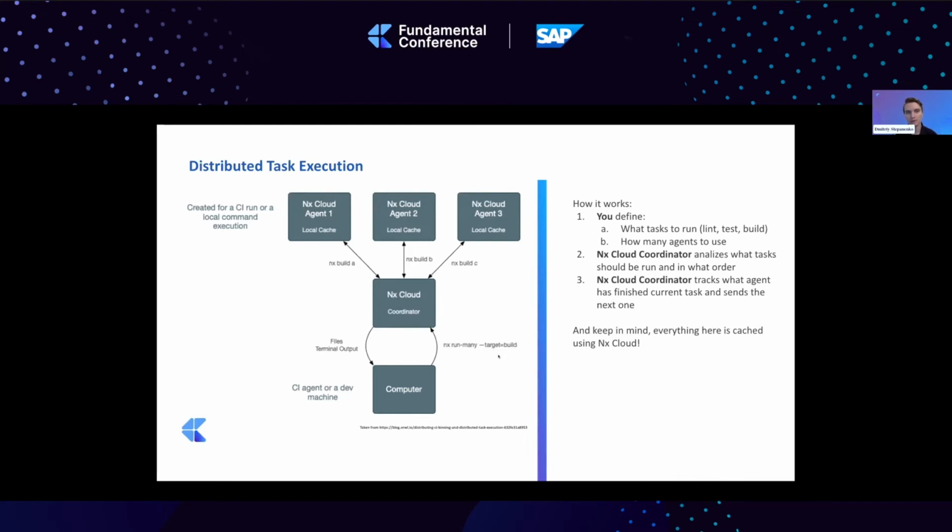Basically, as we saw before with affected tasks, it can understand that. And then it tracks what agent has finished its current task and sends the next one to it. So, for example, we have an agent 1 here that builds library A. Once it's done, the coordinator will understand it and send, for example, lint library B to it, since it's free and this is the next upcoming task.